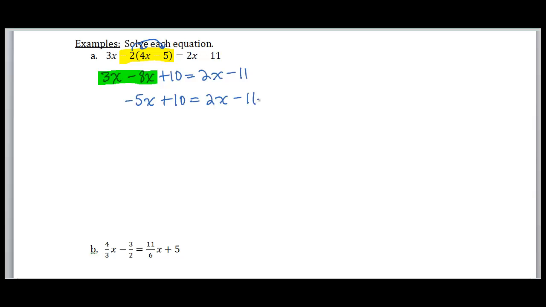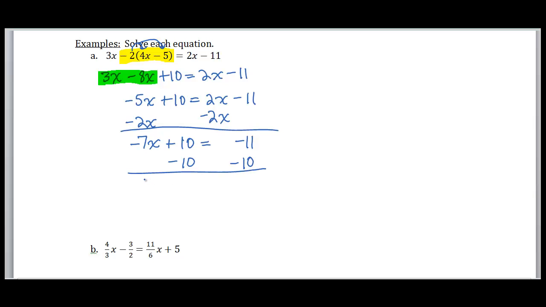All right, now I'm at the point where I've simplified both sides. My right-hand side didn't actually need to be simplified. And now I'm ready to go to step 2, which is to get my variable terms on one side and my constant terms on the other. I'm going to choose my left-hand side for my variables to stay, so I need to get rid of this 2x by subtracting 2x from both sides. With that subtraction, I get a negative 7x plus 10 equals a negative 11. I can subtract 10 from both sides so that my variable term can only be on that side, and I have my constant or my numerical terms on the right-hand side.